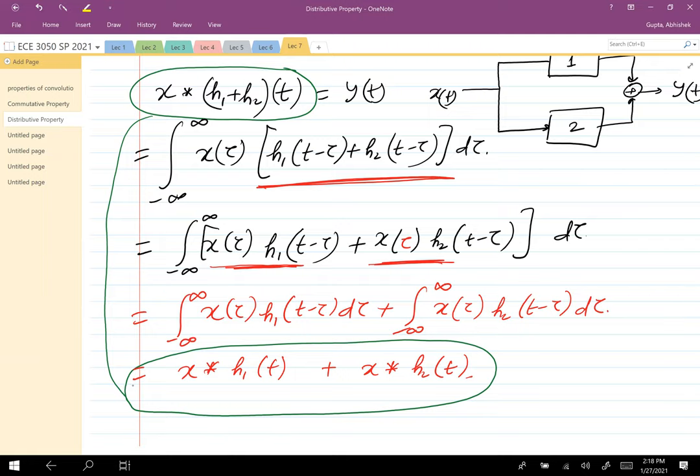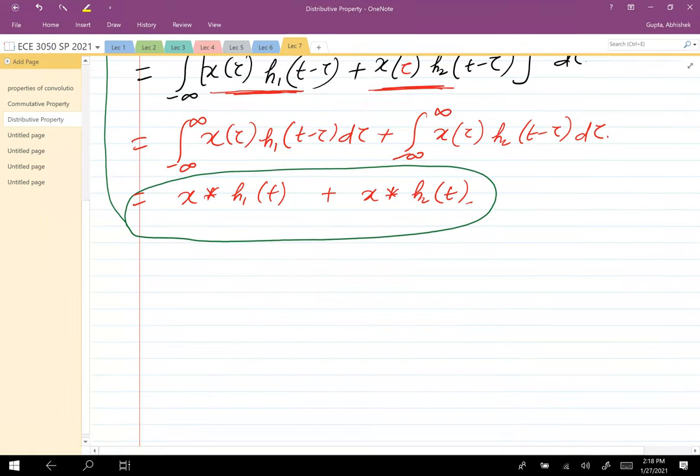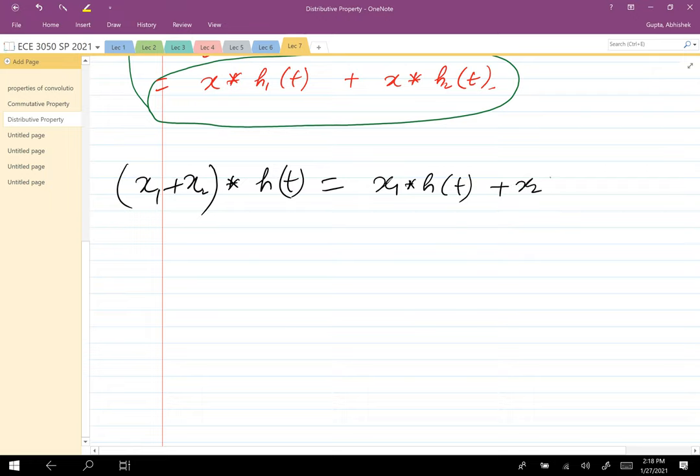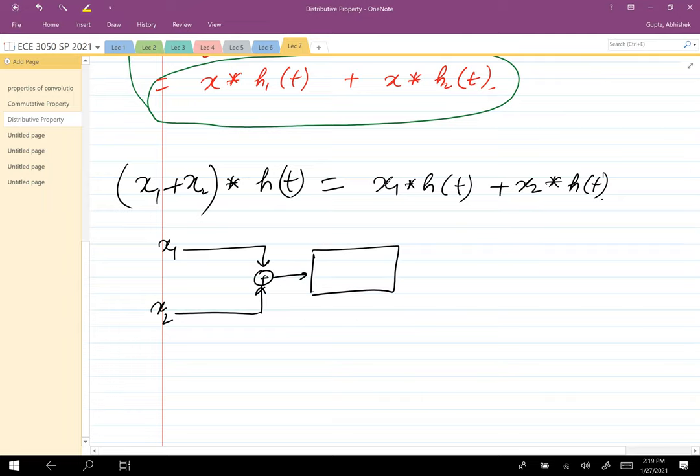You can also do this the other way, which is if you have x1 plus x2 convolution h of t, then it is the same as x1 convolution h of t plus x2 convolution h of t. X1, X2, y of t.